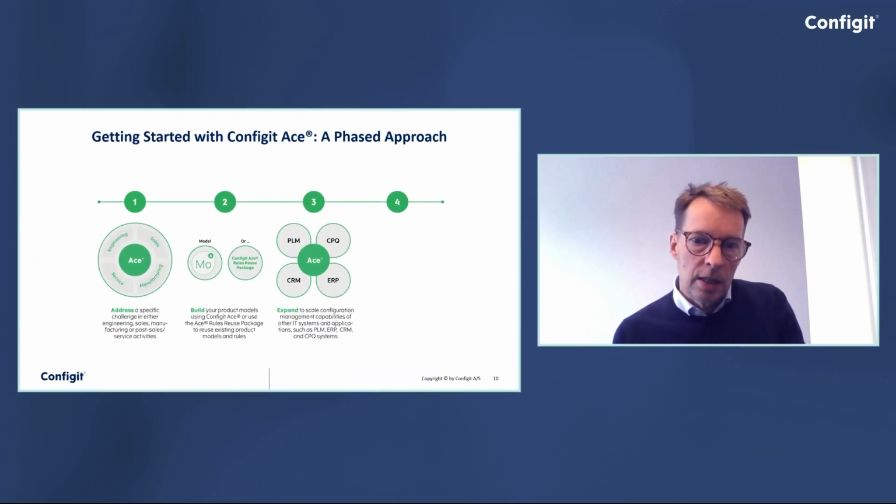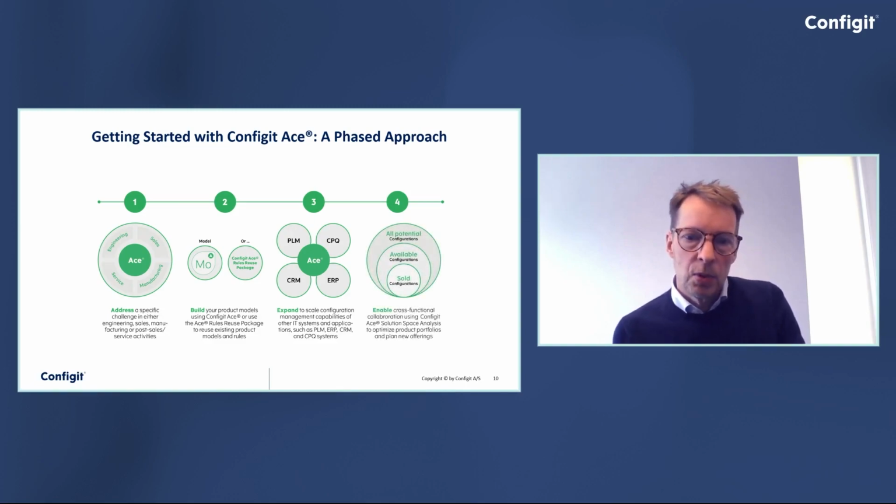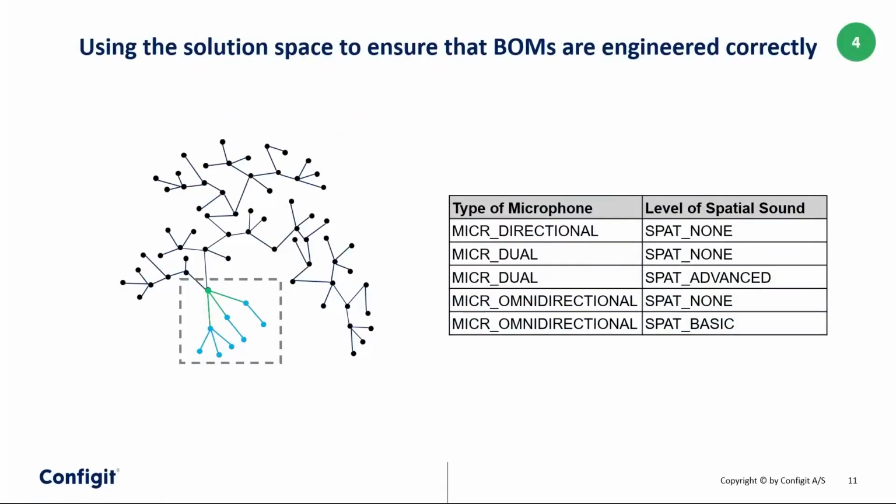Now, the last point here, once you have built integrations, is, of course, to start benefiting from having a single consolidated data set where you can start optimizing and utilizing the data that you have collected from the various sources. A typical way to do that is, for example, to use our solution space analysis, solution space reporting.